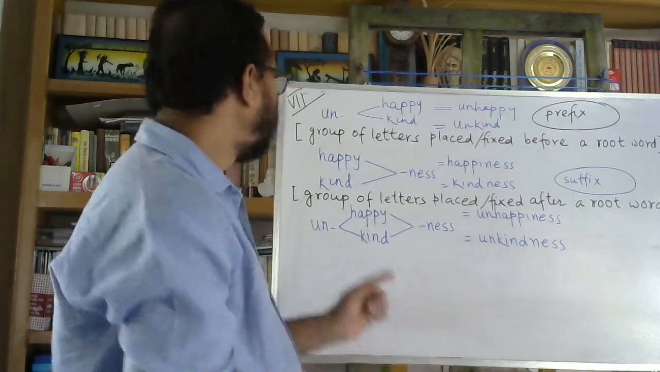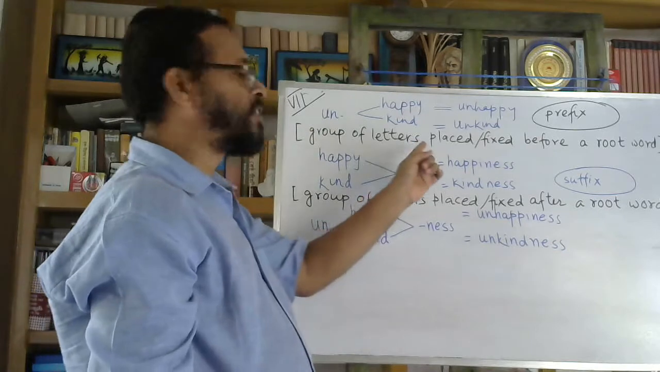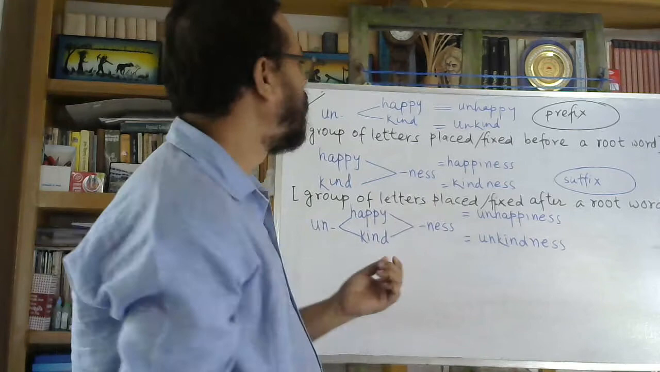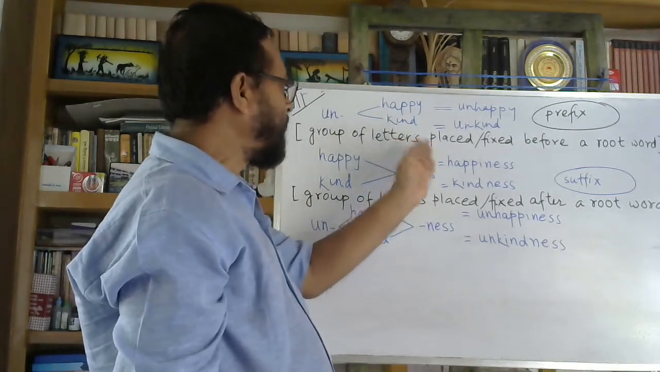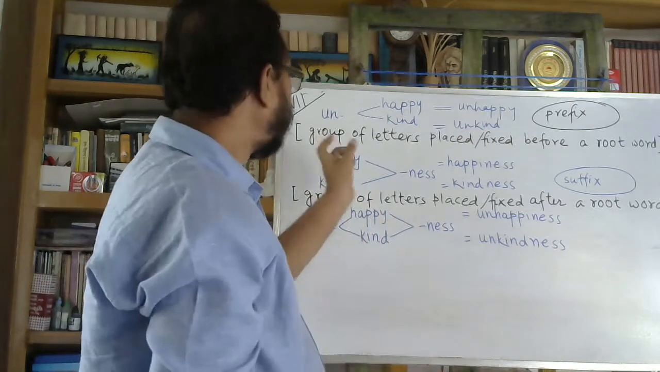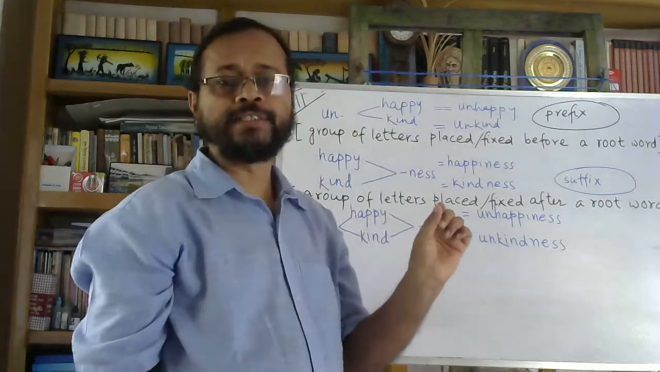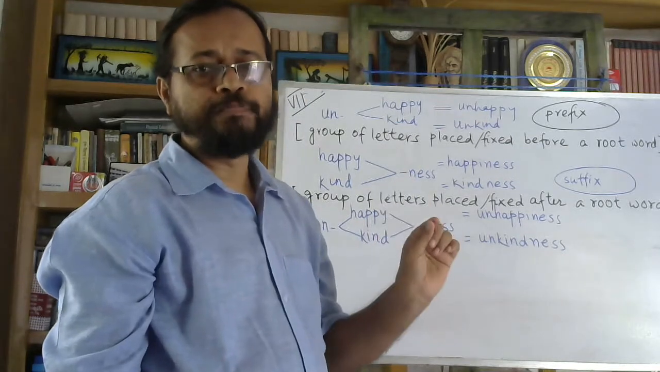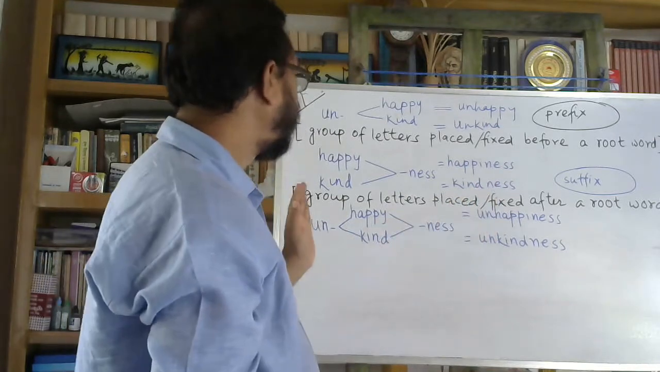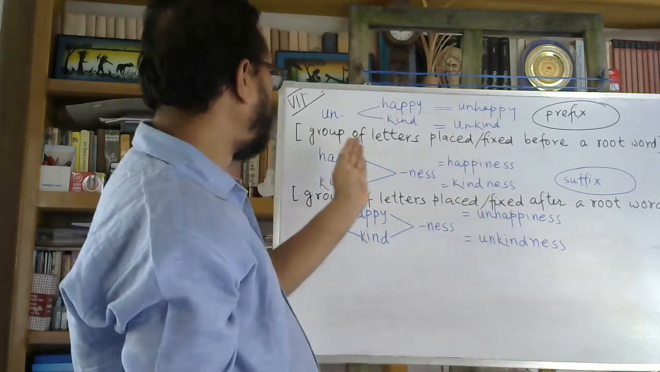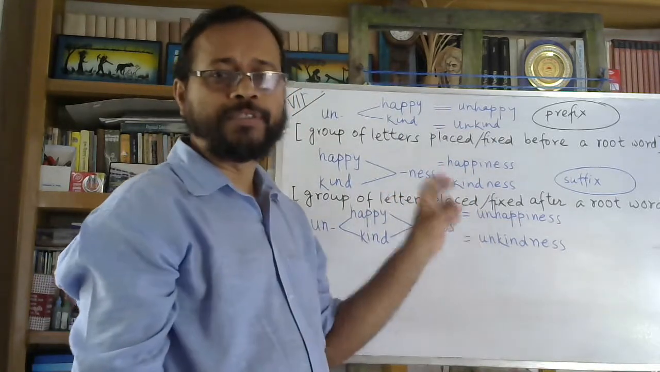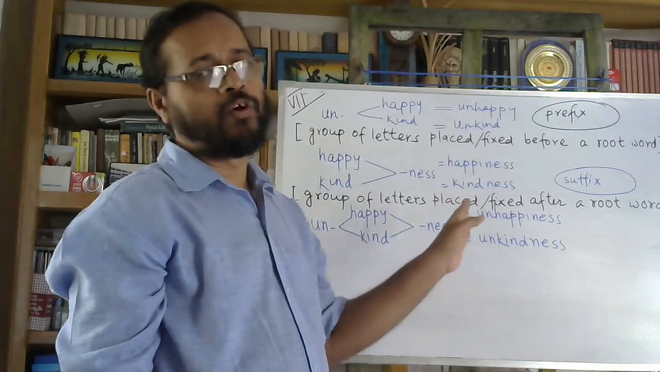Now, when a group of letters or sometimes a letter are placed or fixed before a root word, then that group of letters are called prefixes. Prefixes. And when they are added or placed or fixed after the root word, they are called suffixes.